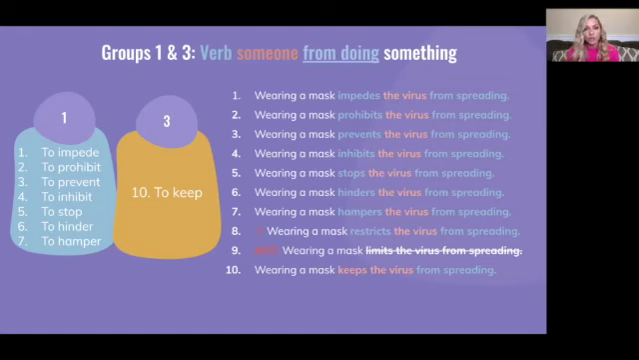I put question marks there because this is a questionable usage, and I'll speak to that in just a second. But for number 9, it's definitely incorrect. You would not be able to say "wearing a mask limits the virus from spreading." For whatever reason, the English gods decided that we cannot use "limit the virus from doing something," or "limit someone from doing something." So it just sounds unnatural, and does not use the same grammar as groups 1 and 3.